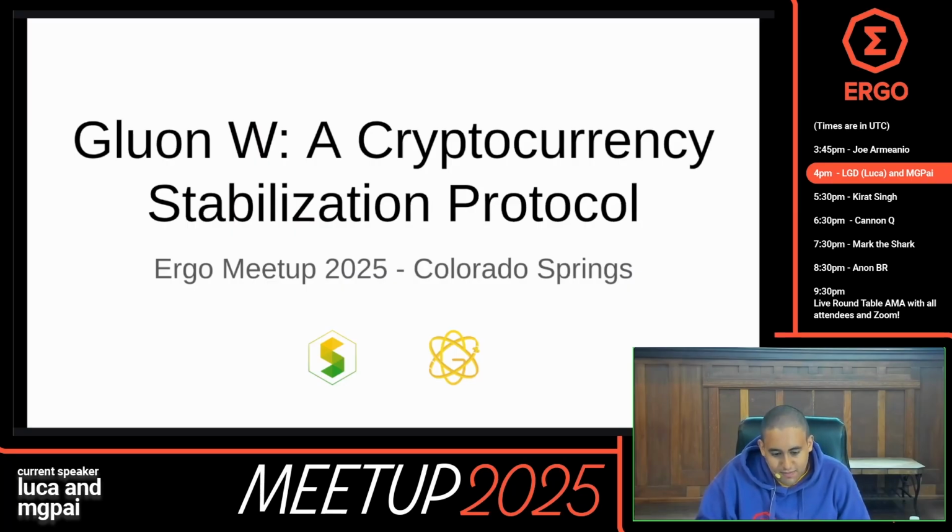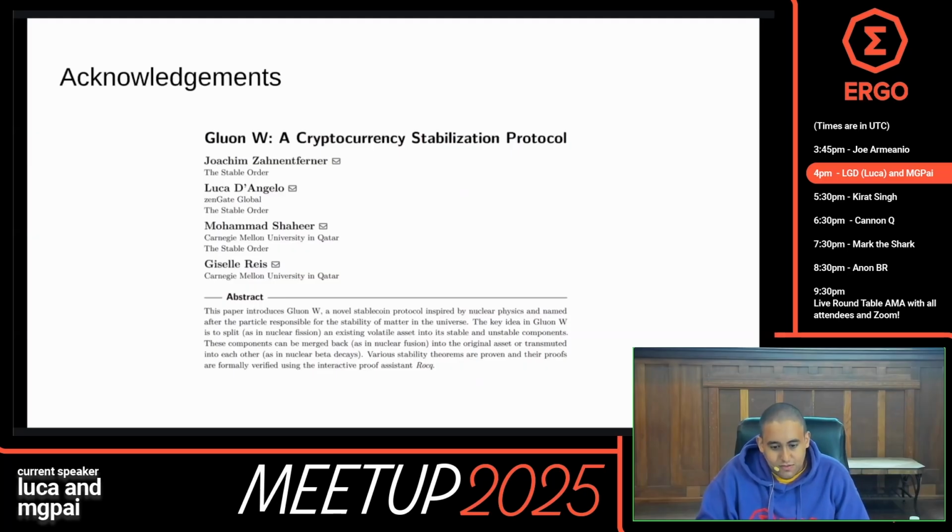So just to start off, I just want to acknowledge the people that were involved with writing the paper. The first is Bruno, who came up with the idea of Gluon. Then there's Mohammed Shahir, who did the formal verification, and he was a student at Carnegie Mellon University in Qatar. And then Giselle Reese, who was his supervisor.